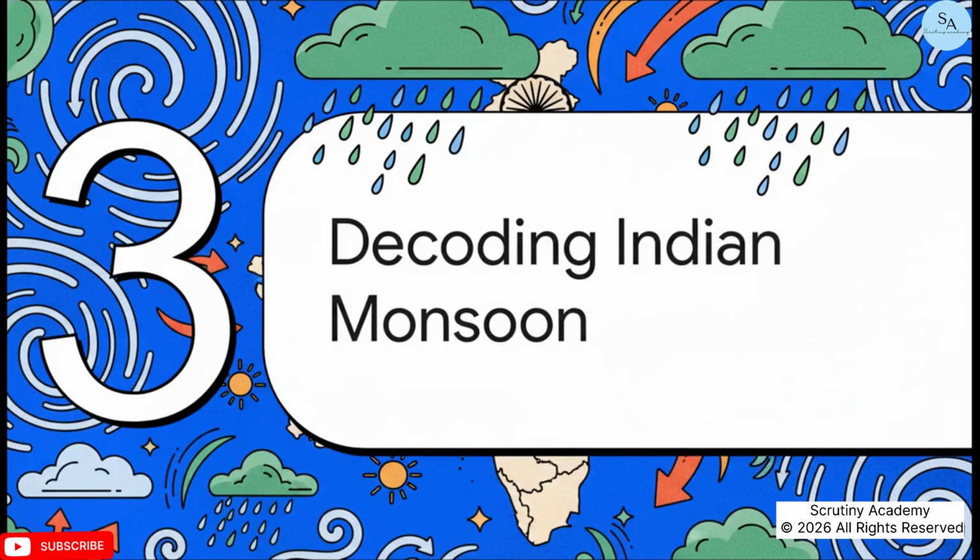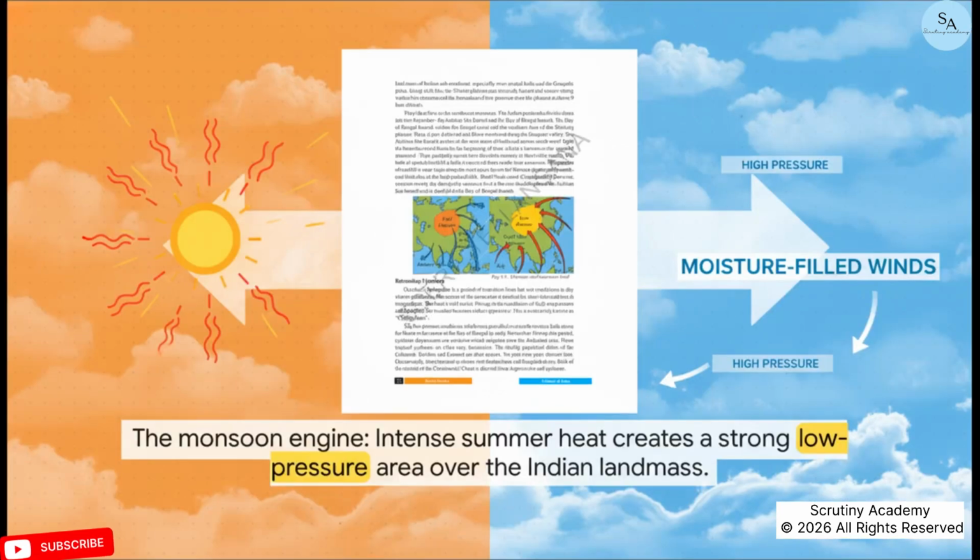Okay, now we're getting to the absolute heart of the chapter, the Indian monsoon. I can almost guarantee this will be on your exam paper in some way, shape, or form. So let's make sure we totally get this. So what actually powers this massive weather system?